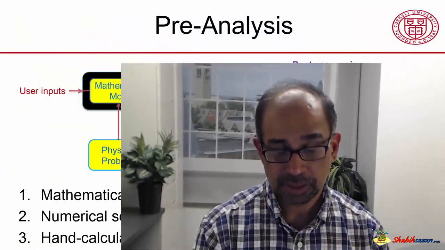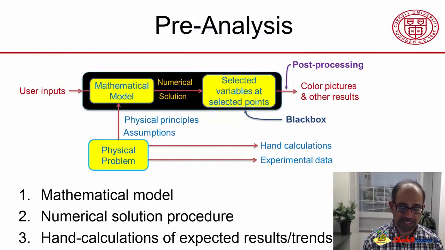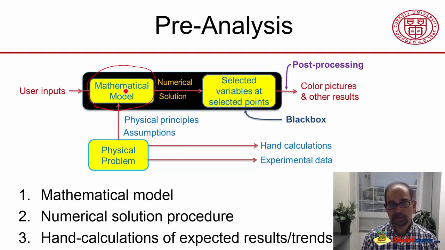If I go back to the pre-analysis framework that we saw before while discussing what's under the black box, the first thing we need to think about is what is the mathematical model to be solved. And then we'll talk about how to solve that mathematical model using the finite element method. The mathematical model consists of a governing equation, which is a differential equation, and boundary conditions. Let me talk about the governing equation.